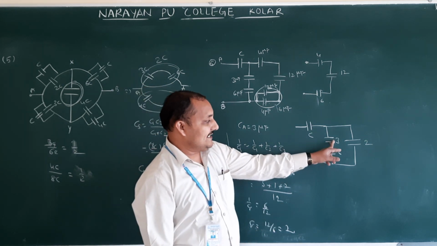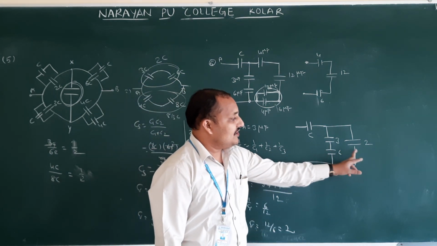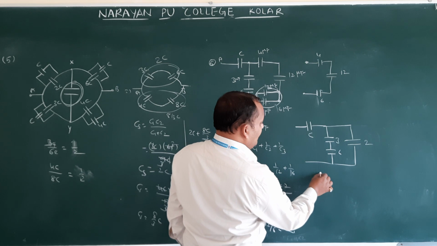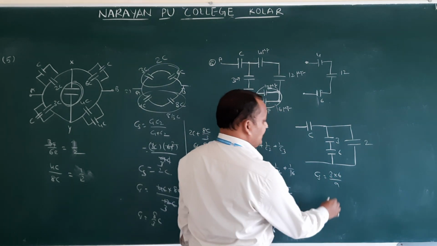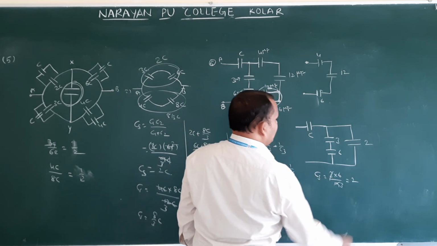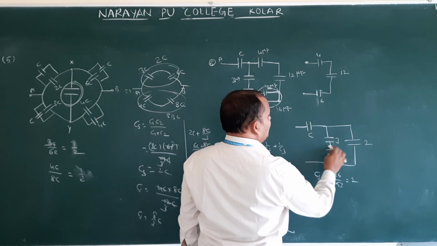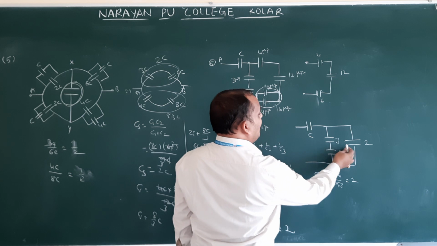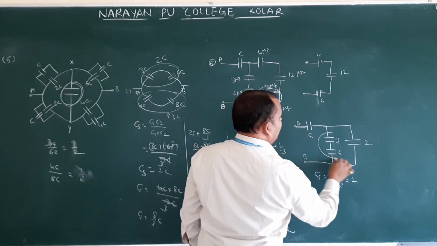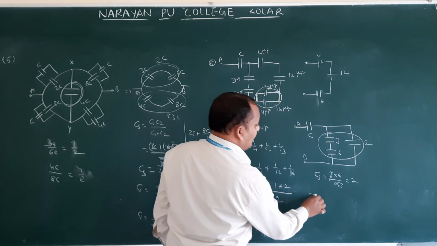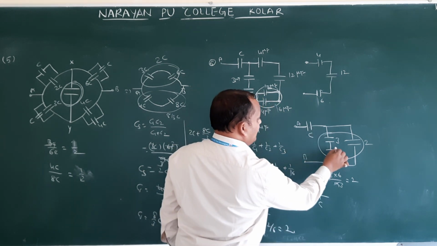Now 3 and 6 are in series, and again these two are in parallel. CS means 3 into 6 by 9, C1 plus C2, so 3 3s are 9, 2. Again 2 and 2 in parallel. 2 and 2 in parallel means how much will you get here? 4. Isn't it? This is A, B. So among all these you will get 4, 2 plus 2.